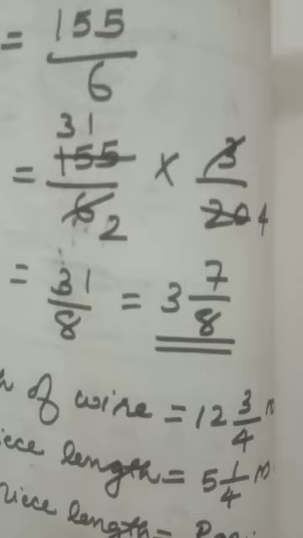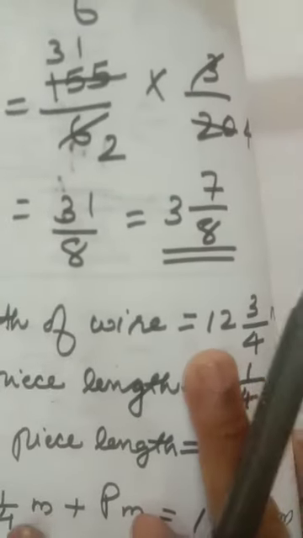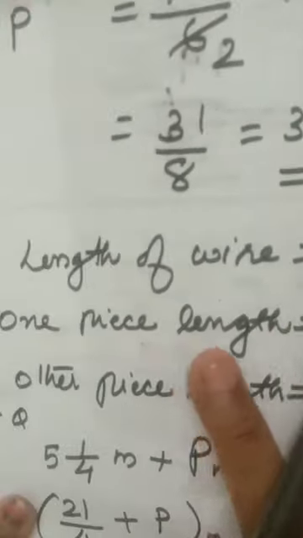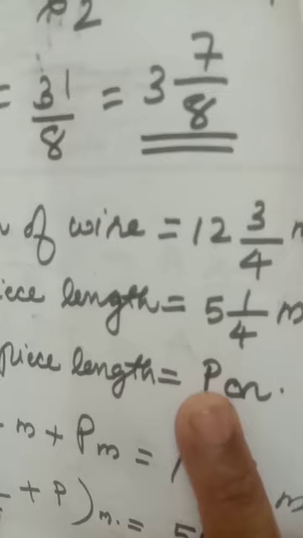Question number 11. A piece of wire is of length 12 and 3/4 meter. That wire is cut into two pieces. One piece length is 5 and 1/4 meter. You have to find out the other piece length. Total length is 12 and 3/4 meter. Other piece length, you suppose P meter.